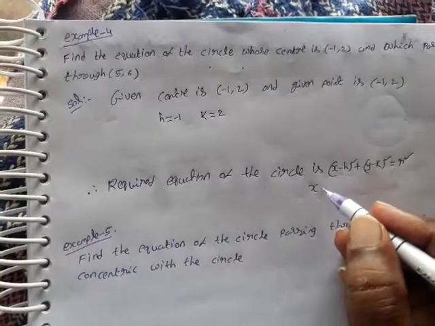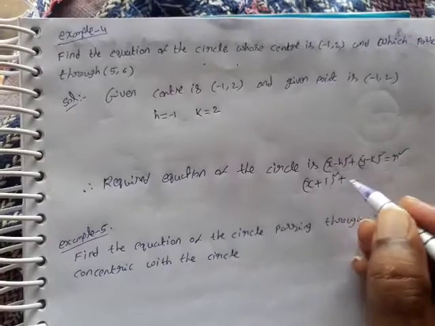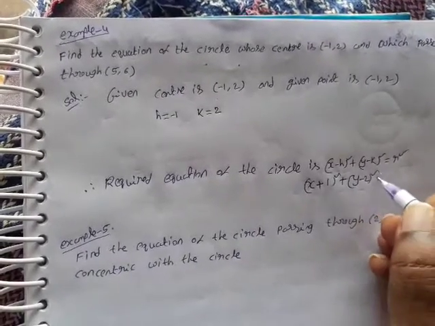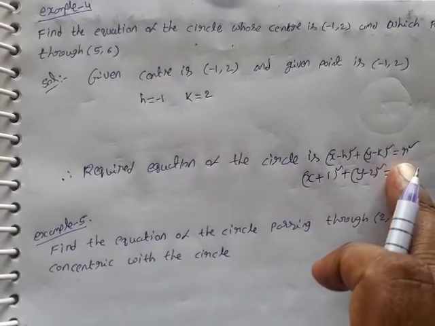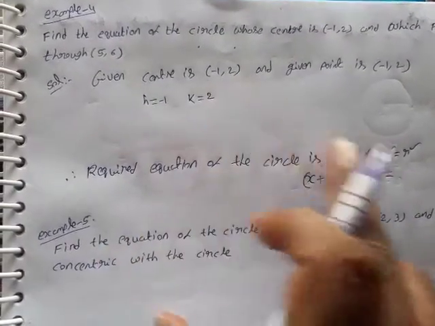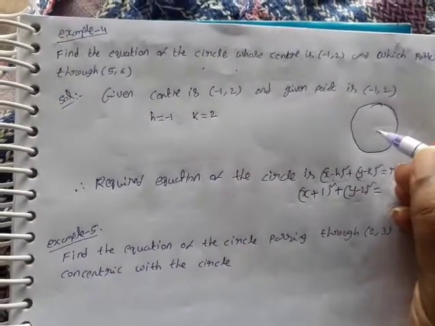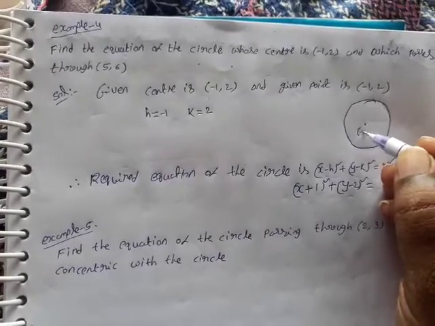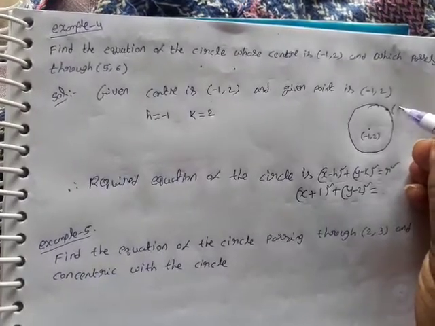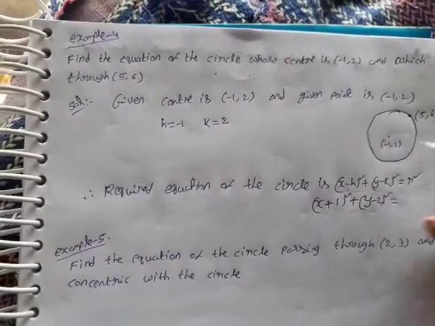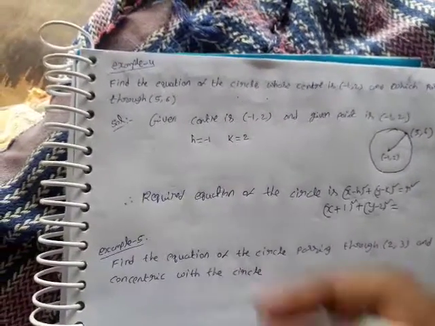Then substitute the h and k values. (x minus of minus 1), that is (x plus 1) whole square plus (y minus 2) whole square equal to r square. This is the answer, but we have to find the r value. First of all, draw the diagram. Center is h comma k, that is minus 1 comma 2, and given point 5 comma 6. The circle is passing through the point 5 comma 6.